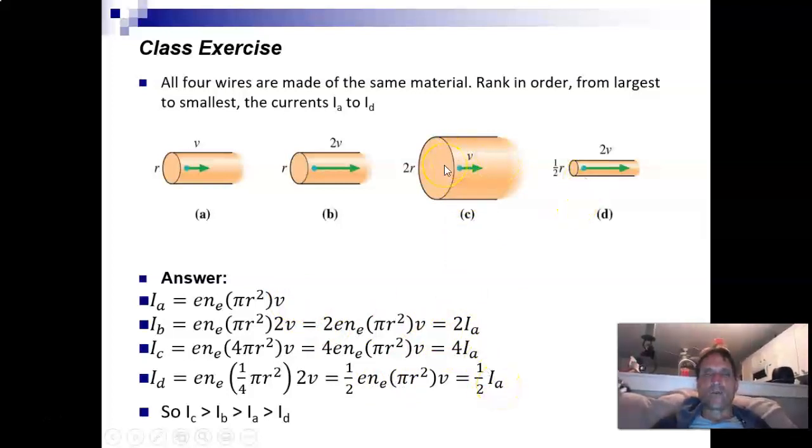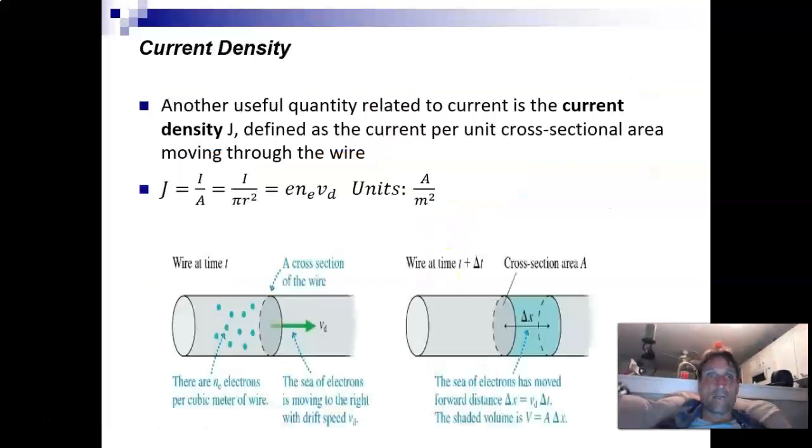So the most influential variable, it seems, is the diameter of the wire. It influences the current the most. It's because current is proportional to the square of the radius, or the square of the diameter. So if we want more current, we increase the diameter of the wire. That's one way of doing it.